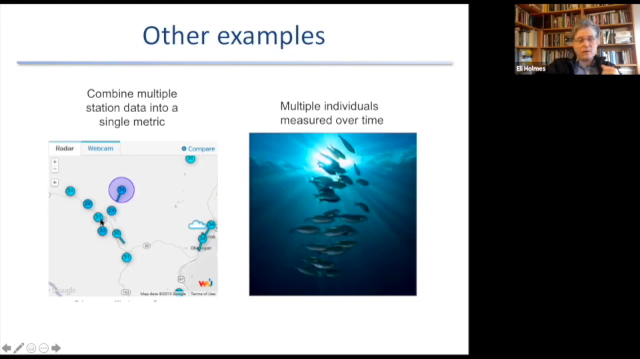Another example might be that we measure multiple individuals over time. So let's imagine a study where we were measuring the somatic growth of multiple individuals. And that somatic growth is an indicator of the productivity, the food availability, where those individuals are. And our interest is that food availability, and the somatic growth rates are an indicator of that food availability. And we'd like to use the information from multiple individuals. So that's another example of that.